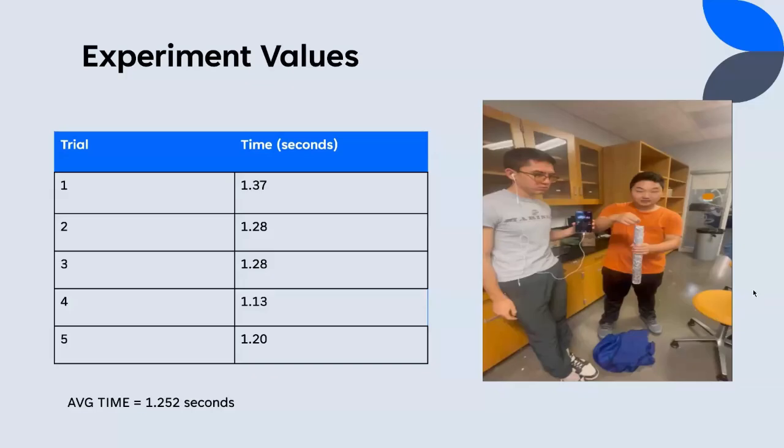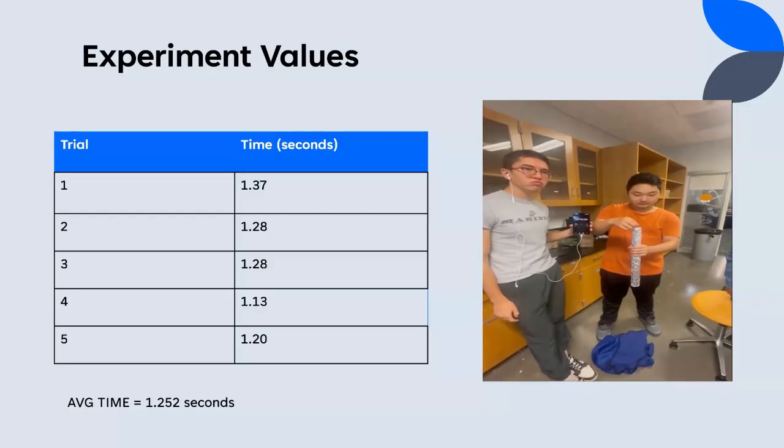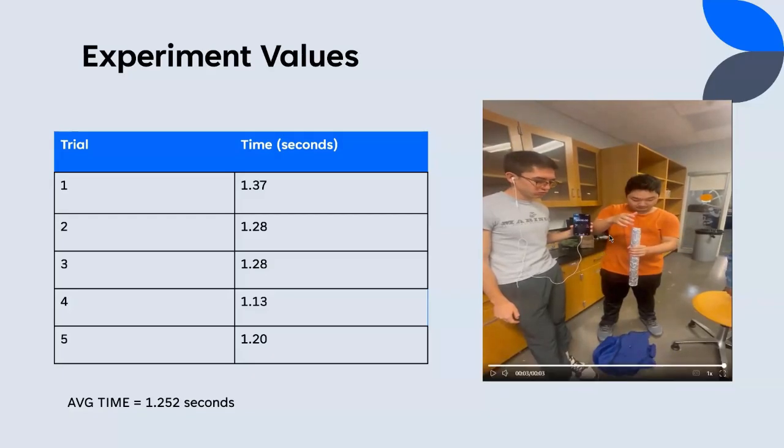So for our experimental values, we got an average time of 1.252 seconds, and this is a recording of one of our trials. As you can see, we are recording a stopwatch too. So we see when it enters, and we see when it exits, and we do exit time minus entry time.